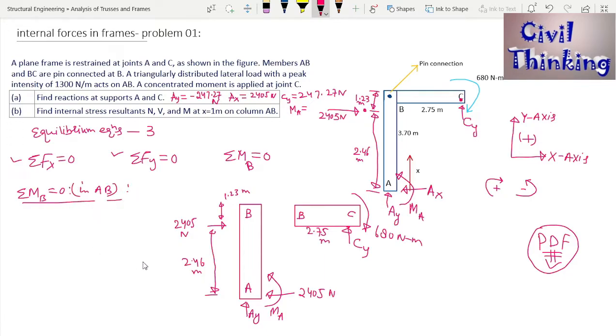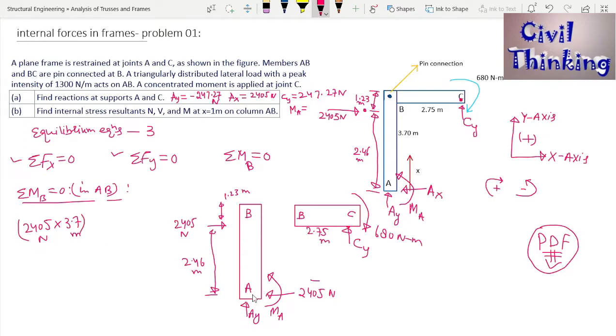So let me write here, summation of moment about B is 0 in AB. Now this is the 2405 horizontal force, the horizontal reaction at A, and it will impose a clockwise moment about B, so this will be positive. The moment at B due to this 2405 is 2405 multiplied by the distance from B, which is the total of 3.7 meters. 2405 is in Newton, this is in meter.